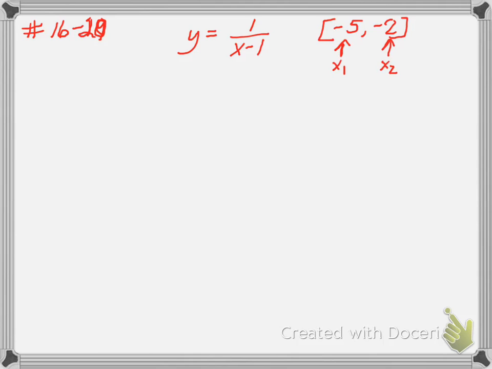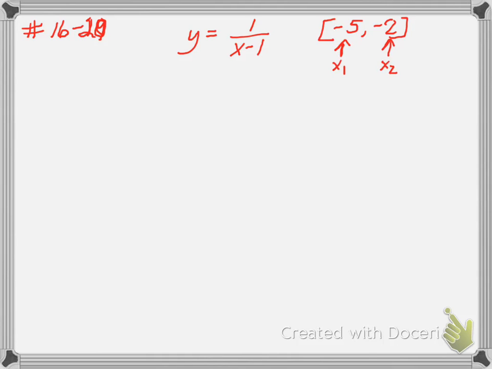So the first thing you want to do is, well, you notice I'm going to do number 18, which is y equals 1 divided by x minus 1, and you're given an interval from -5 to -2. And that interval, that -5 and that -2, those will be your x's that you're going to be plugging in.